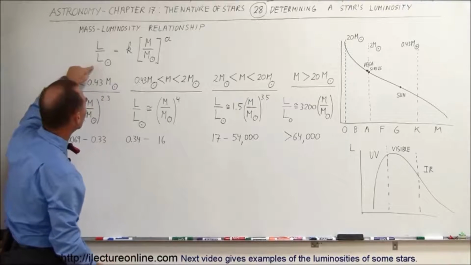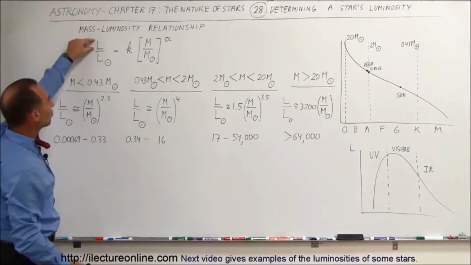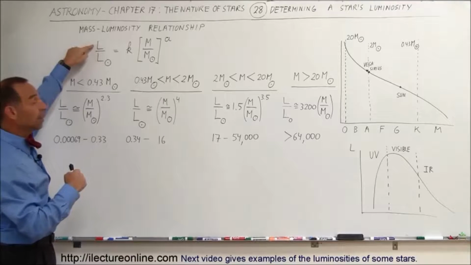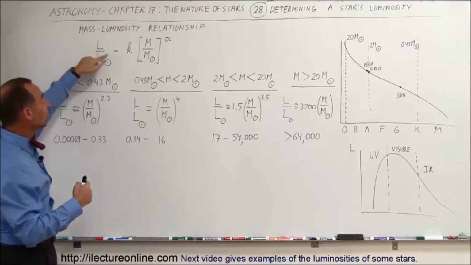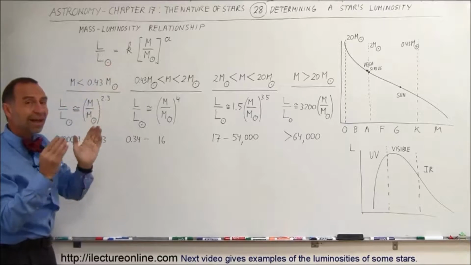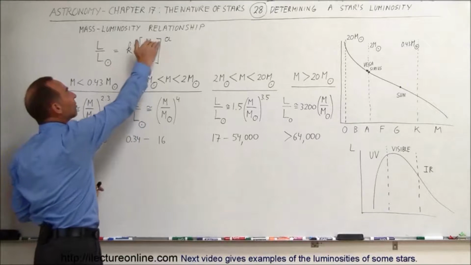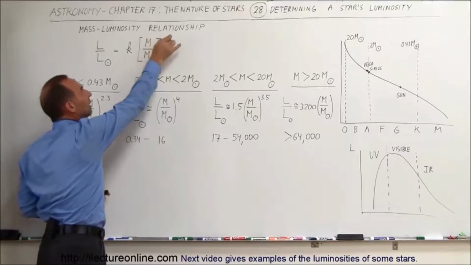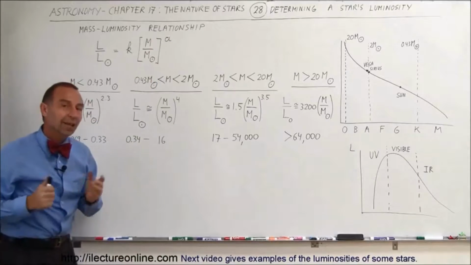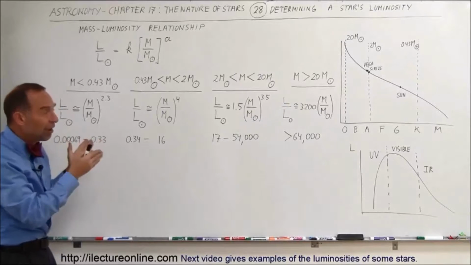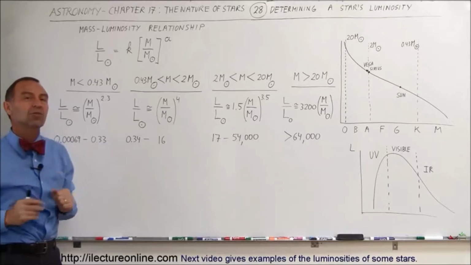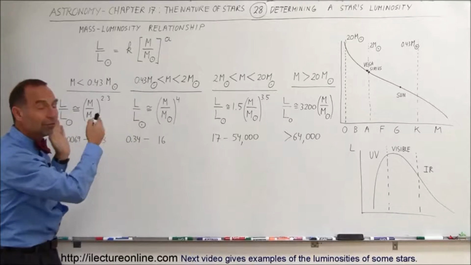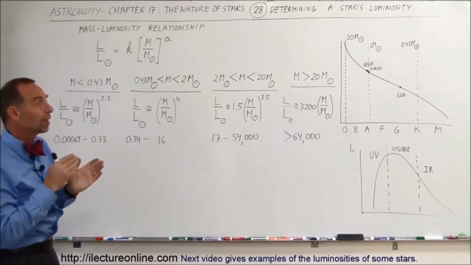Notice that the general relationship is that the luminosity of a star relative to the luminosity of the sun, if it's brighter, it's bigger than 1, if it's not as bright, it's less than 1, is equal to some constant times the ratio of the mass of the star divided by the mass of the sun, and that quantity to some exponent. And then we realize that that relationship varies depending upon how much mass the star has. And we've been able to classify it in 4 different equations depending upon the mass.